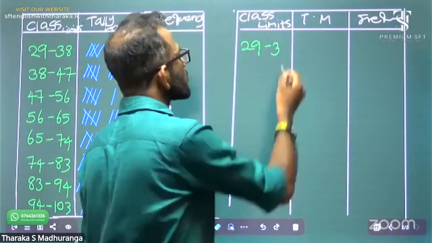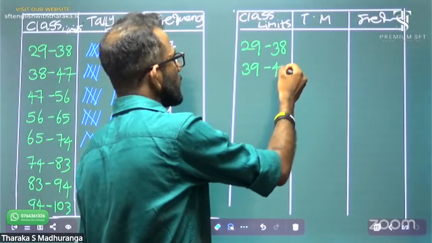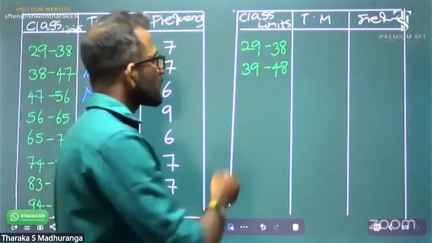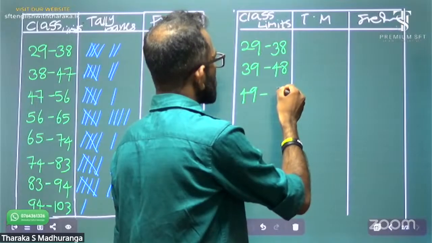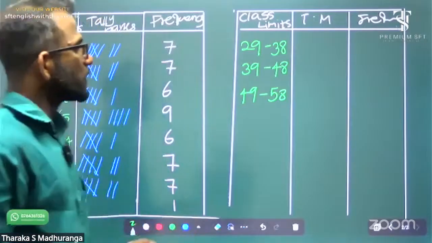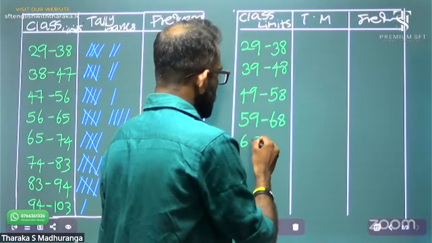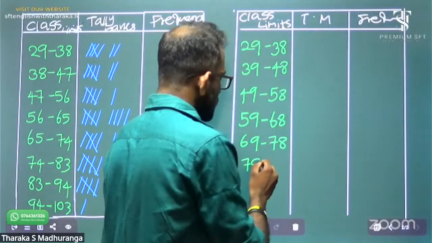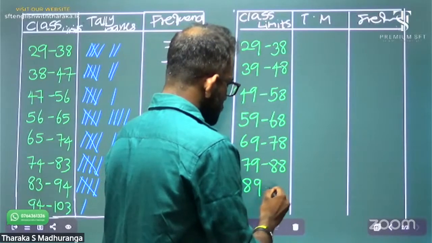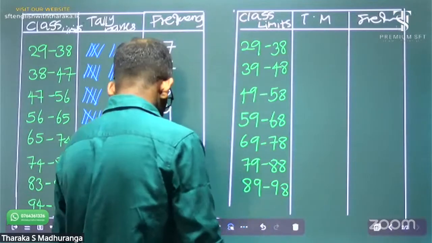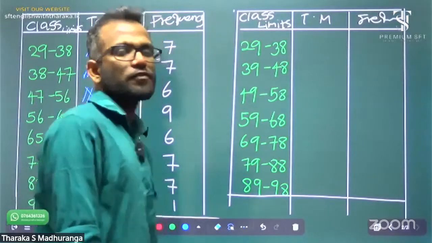It's 38, 39, 48, 49, 58, 59, 68, 69, 78, same pattern, 79, 88, 89, 98. Now only seven classes. Okay, again I did tally marks, number of tally marks.